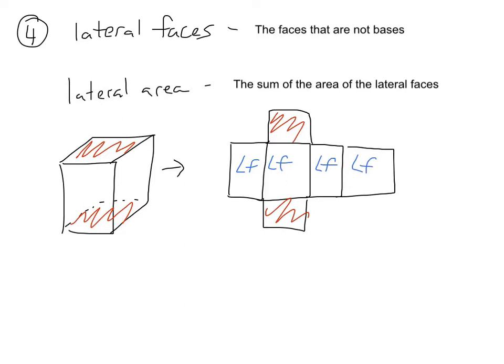So that leads us to the next point. What's the lateral area? Well, it's the sum of the area of the lateral faces. So in a rectangular prism, you would find the area of this whole area right there by taking the length times the width, or the base times the height, however you want to think of it, and you can find the lateral area of that.